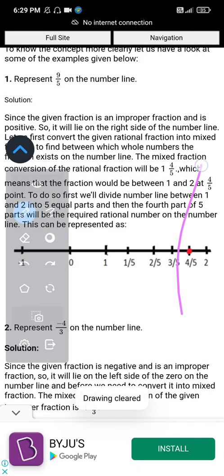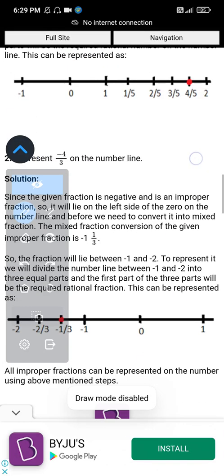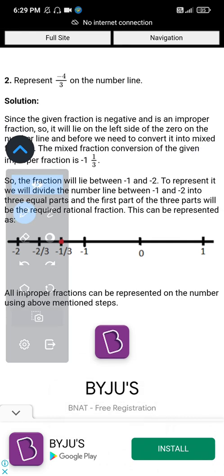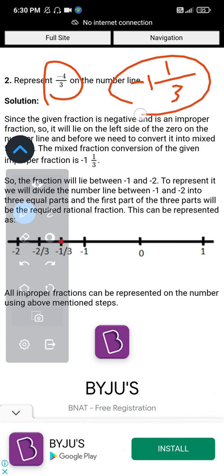Now let's see one more example. See here, minus 4 by 3. Now it's a negative number. When it is a negative fraction, you must be a little bit careful. It is improper also. So what we need to do is change this to a mixed number. When we change minus 4 by 3 to mixed, how many times is 3 there in 4? 1 time, and we give minus 1 time, and what is the remainder? 1 by 3. So this is what we get.